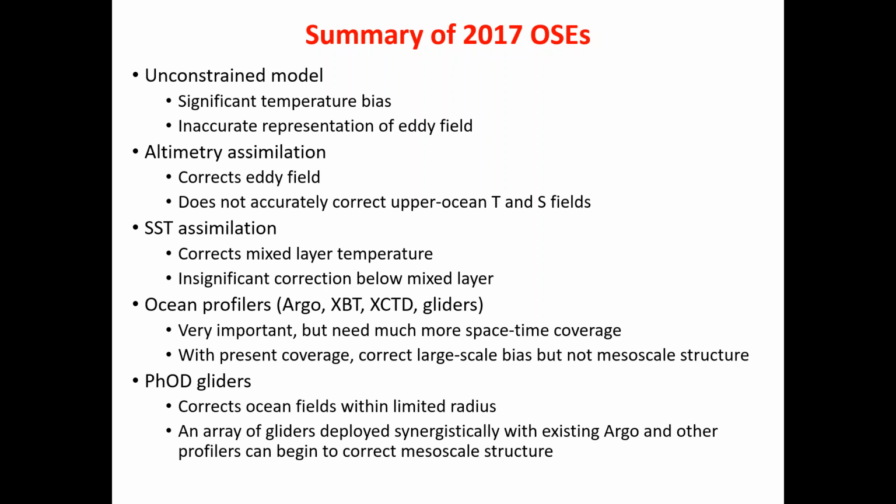Altimetry does correct the horizontal eddy structure, but profilers are needed to correct the vertical structure within these same features. We need them. These observing systems in the long run have to work together to make sure that an ocean model's cyclones, anticyclones, and boundary currents, and the profiles in all of these features, are reasonably realistic. So that's what we need to work towards to significantly improve the ocean model initialization.